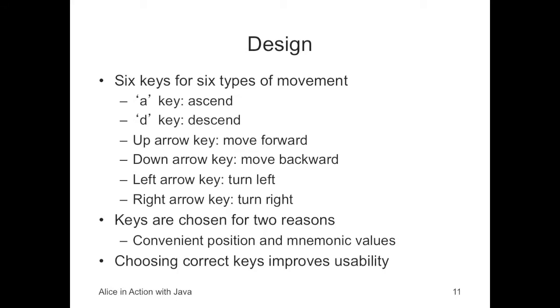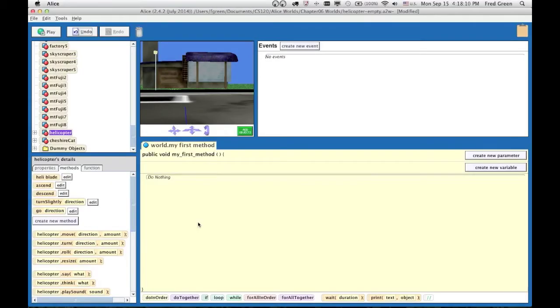The A key will cause the helicopter to ascend, the D key to descend, and we'll be using arrow keys as well. Let's begin with most of the world set up. All the buildings and objects are in place, including the mayor's lost Cheshire cat. And here we are in the helicopter. There are a bunch of methods that have been created but not coded.